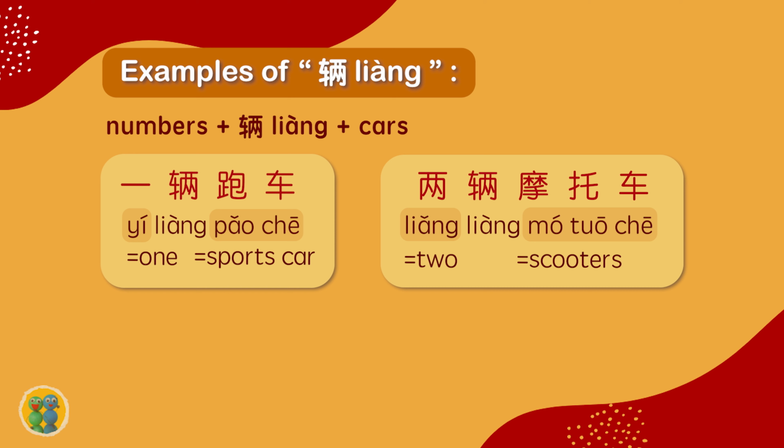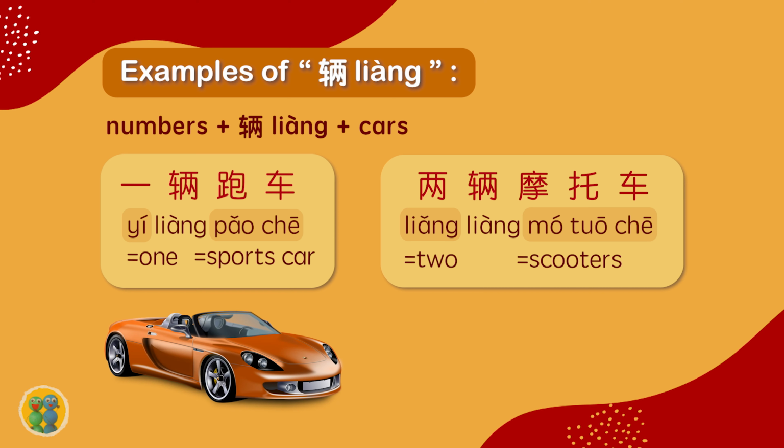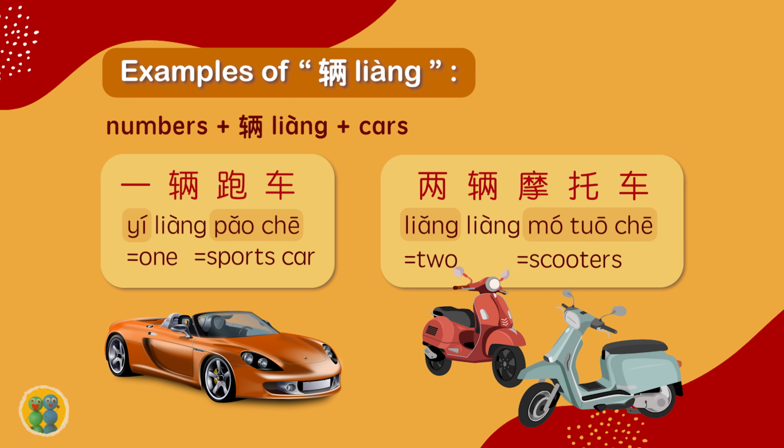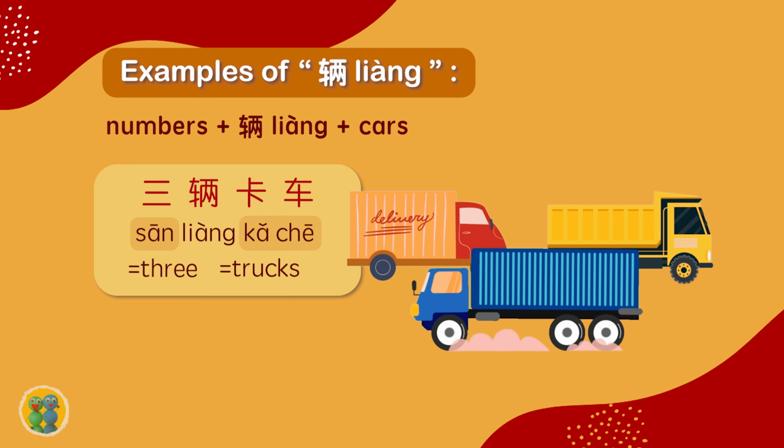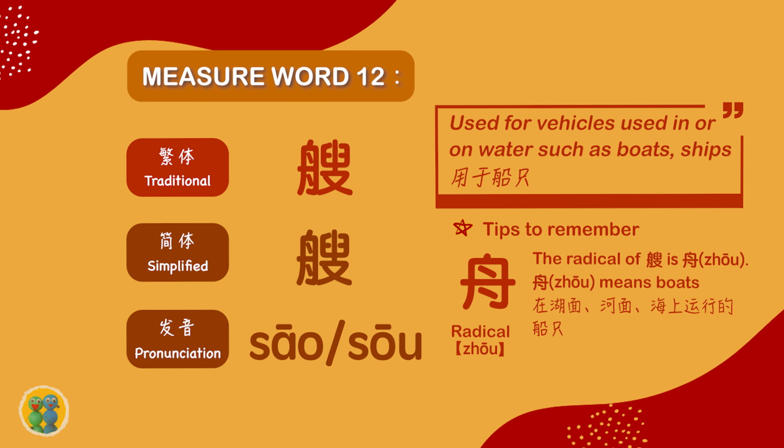Examples of 辆: 一辆跑车, 一辆 means one. 跑车 means sports car. 两辆摩托车, 两 means two. 摩托车 means scooters. 三辆卡车, 三 means three. 卡车 means trucks.